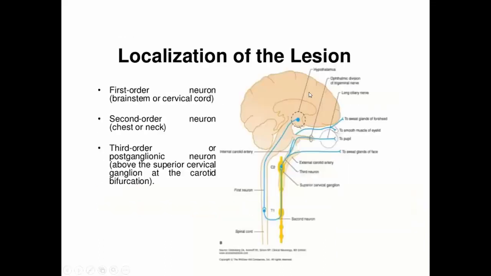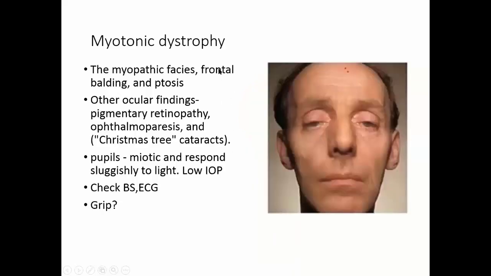This is how you localize the lesion. The first order neuron comes from the hypothalamus through the brainstem into the spinal cord, where it synapses with the second order neuron, which goes up in the sympathetic chain, and it then synapses again in the superior cervical ganglion, which then gives the sympathetic supply up to the internal carotid, and one part going to the sweat glands via the external carotid arterial plexus.